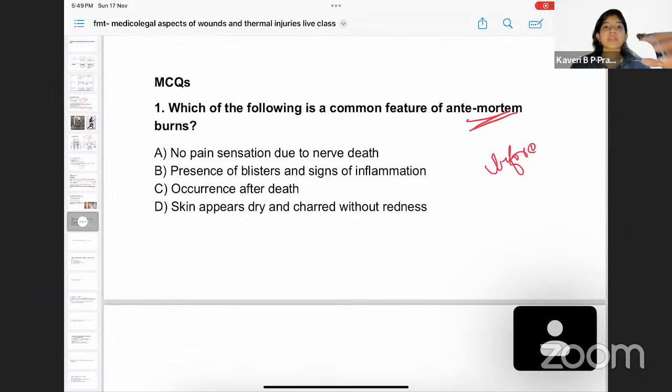So we all know that during an antemortem burn, the nerves are still active. There could be injury to the free nerve endings, and there is pain. So option A cannot be right. Option B, presence of blisters and signs of inflammation. Yes, this could be the answer.